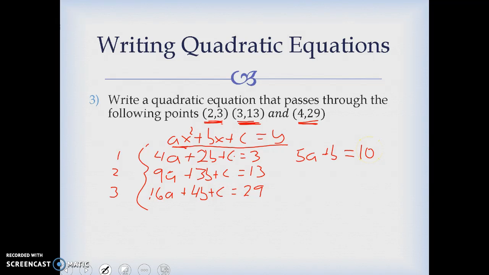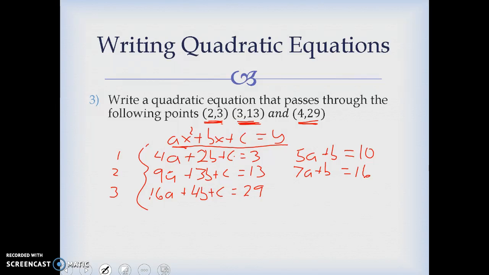Then I'm going to do the same thing with equation 3 and 2. I'm going to take equation 3 minus equation 2. So 16a minus 9a is 7a. 4b minus 3b is just 1b. The c's, c minus c cancels each other out. 29 minus 13 is 16. And so now I have two equations with two variables.